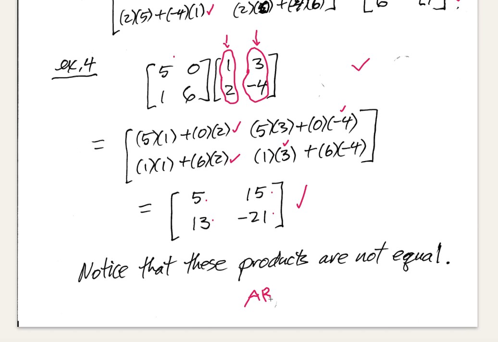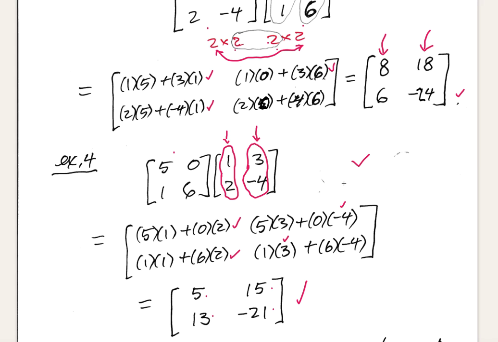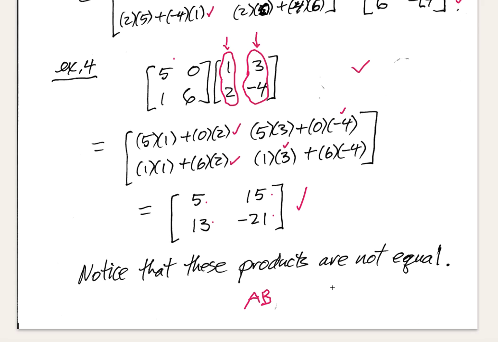Under what conditions do the products A times B and B times A both exist? Not equal, just both exist. Notice that these are not equal up here, but they both exist. The answer is A and B have to be square matrices of the same size, the same dimensions. Okay?